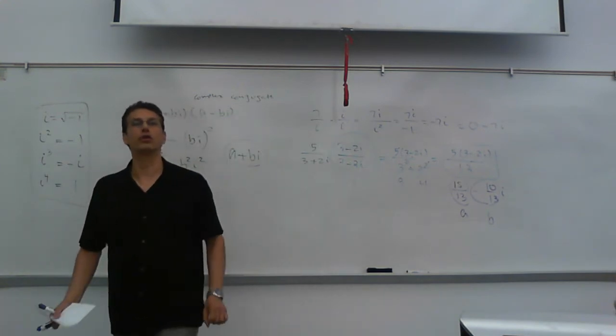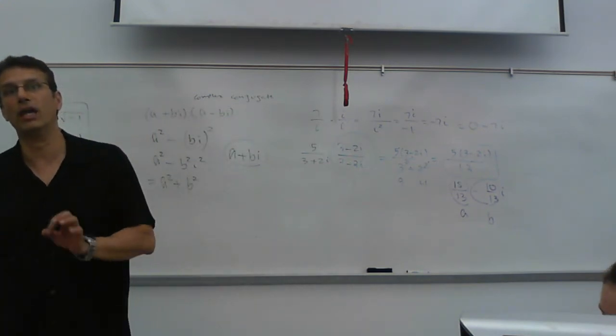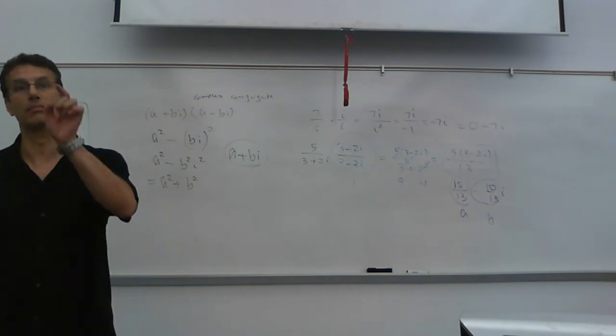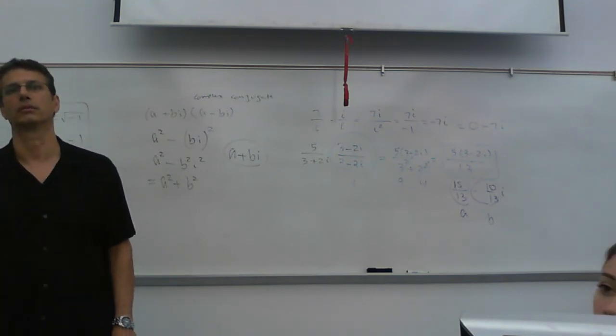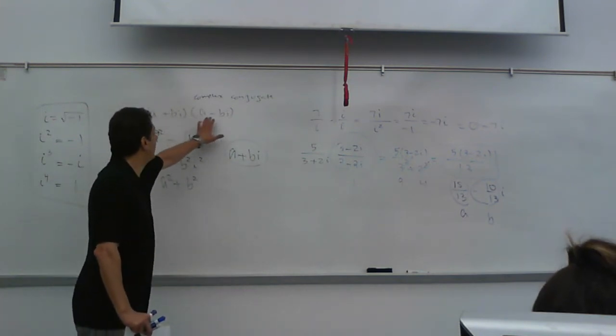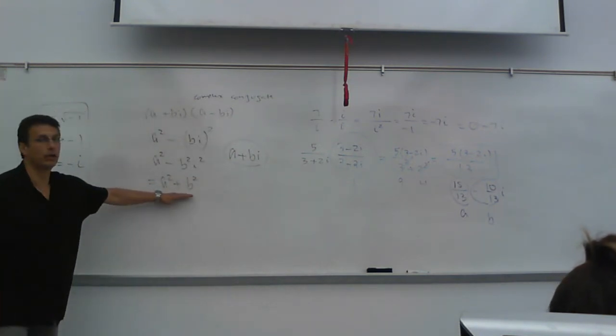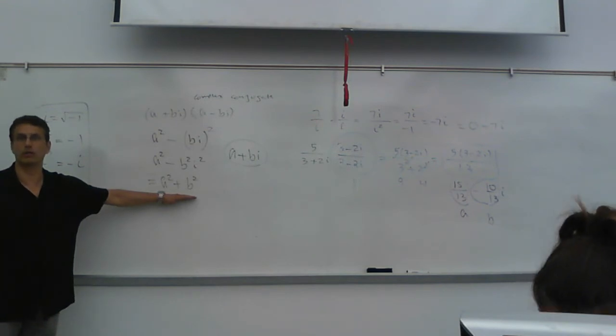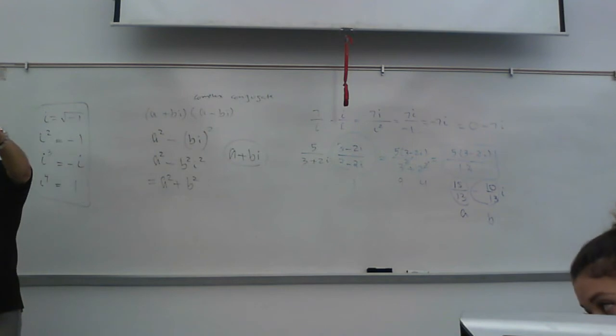Because in order for you to put it in standard form a plus bi, the denominator must be a real number. And in order to make it a real number, when you multiply by a complex conjugate, look at the result: a squared plus b squared, which is a real number. Do you see that? Is everybody okay with the question and the answer?